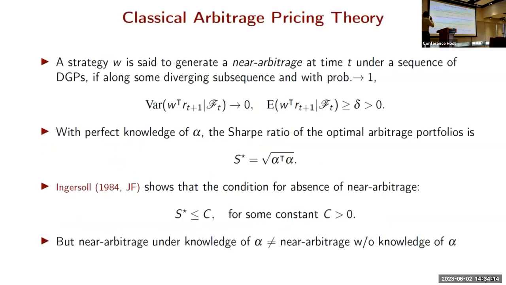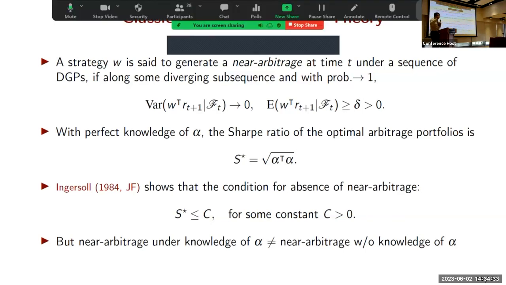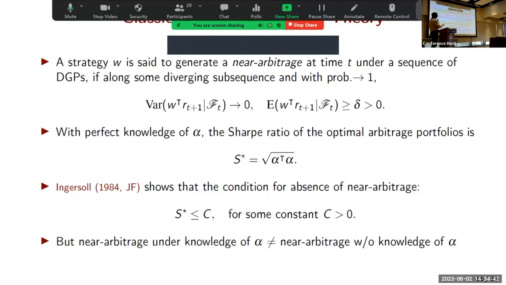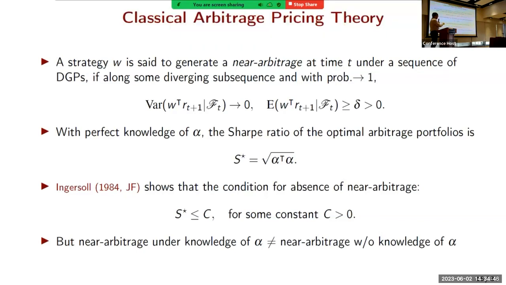Now let me quickly review the classical arbitrage pricing theory by Ross. I'm going to write it in a way that is more conformal with our notation. A strategy W is said to generate an arbitrage at time t under a sequence of DGPs. Here the terminology is that we look at large n, as n goes to infinity. T has nothing to do with it. So consider the conditional variance for fixed t. As n goes to infinity, n is the dimension, right? If you have a strategy with conditional variance close to 0 and conditional mean bounded below by a constant, then you have a conditional infinite Sharpe ratio. That's arbitrage, according to Ross. By the way, the Sharpe ratio based on this is going to be the square root of alpha transpose alpha. Sigma is identity, remember, so it's gone. Ross shows that the condition of absence of near arbitrage is equivalent to this thing being bounded by a constant.